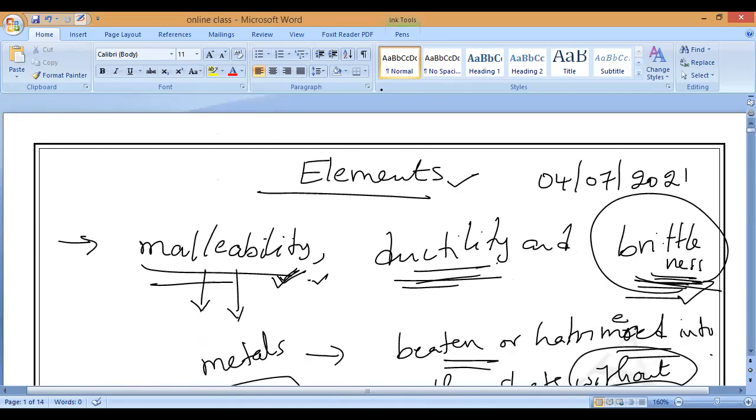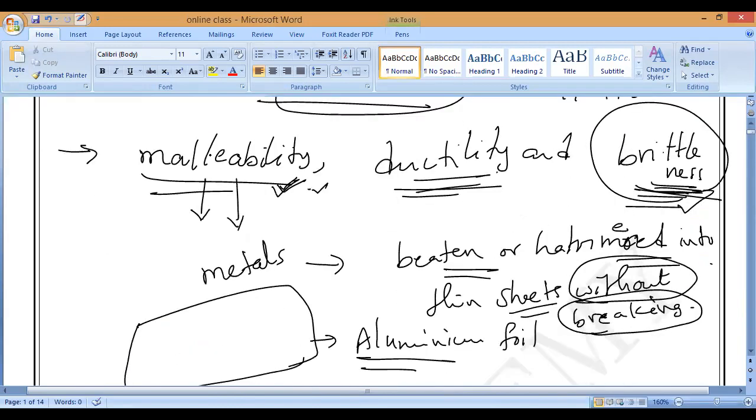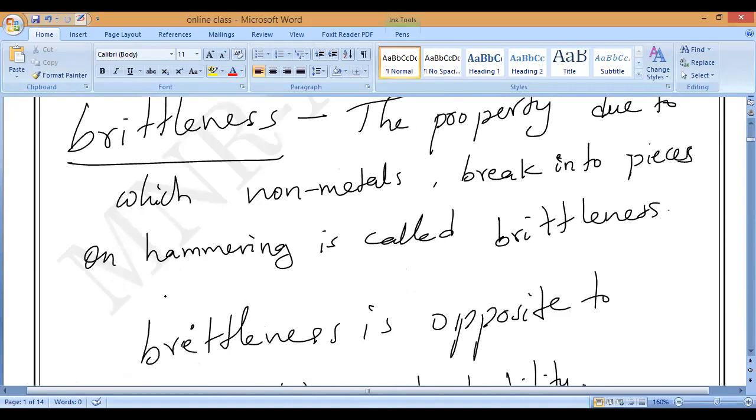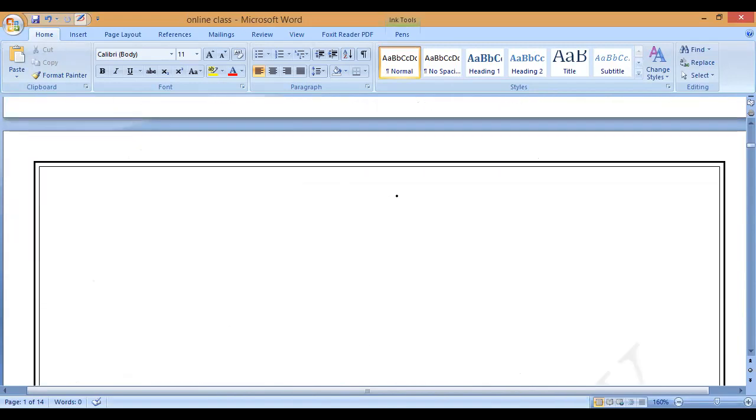What is our today's concept? Elements. Do you understand, all of you? If you want to understand the elements, you must understand the meaning of malleability, ductility, and brittleness. Malleability and ductility are shown by metals, and brittleness is shown by non-metals. That is what you have to remember. Will you be able to remember or not?